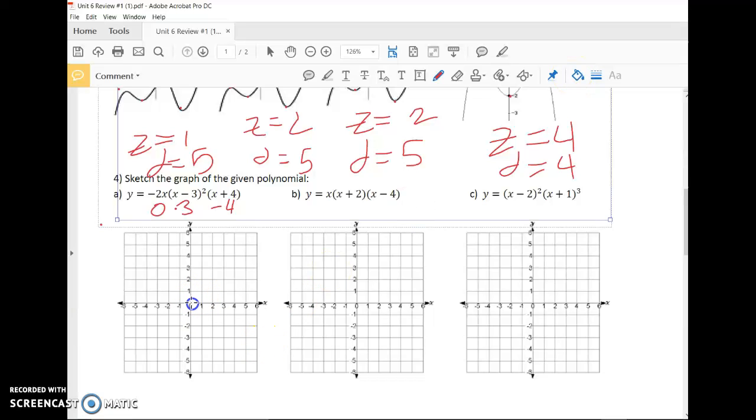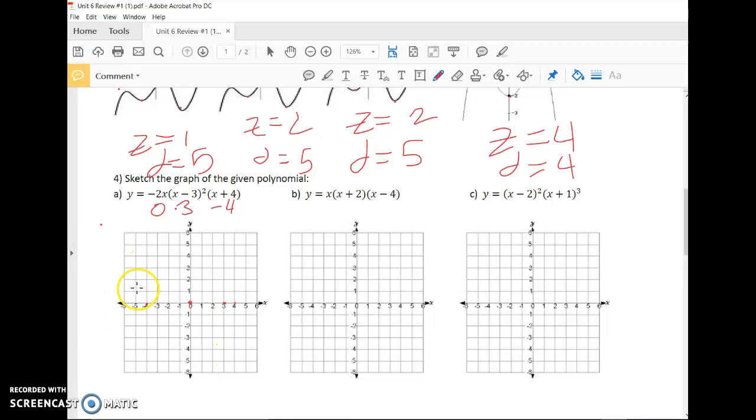So we got one right here at -4. And then one right here at 3.